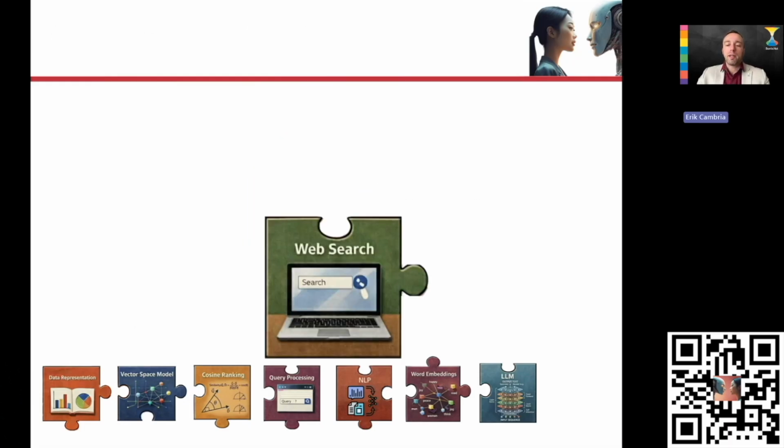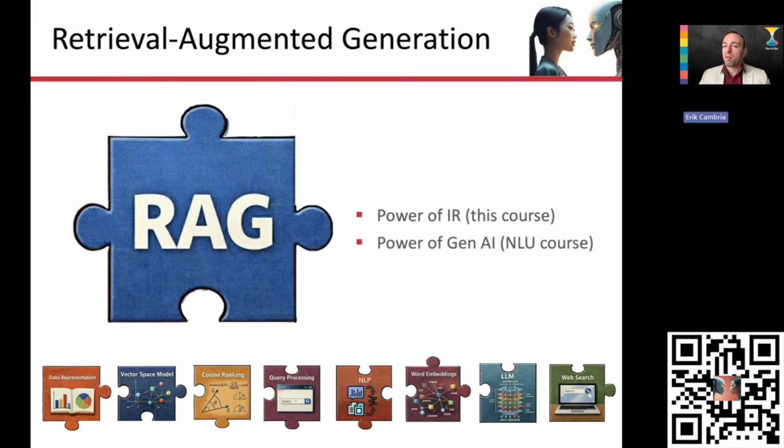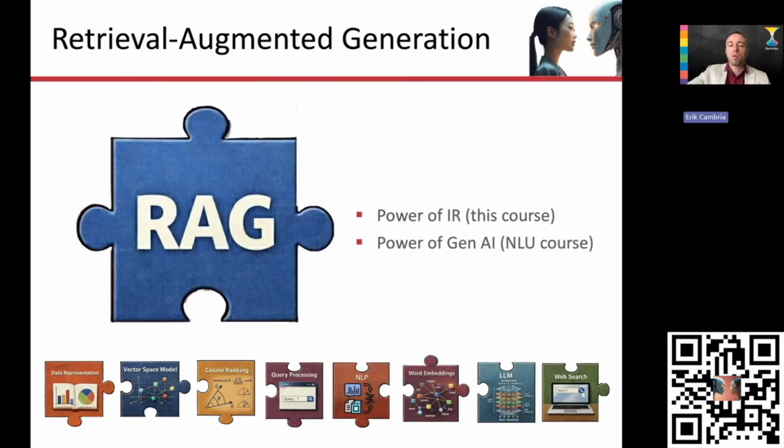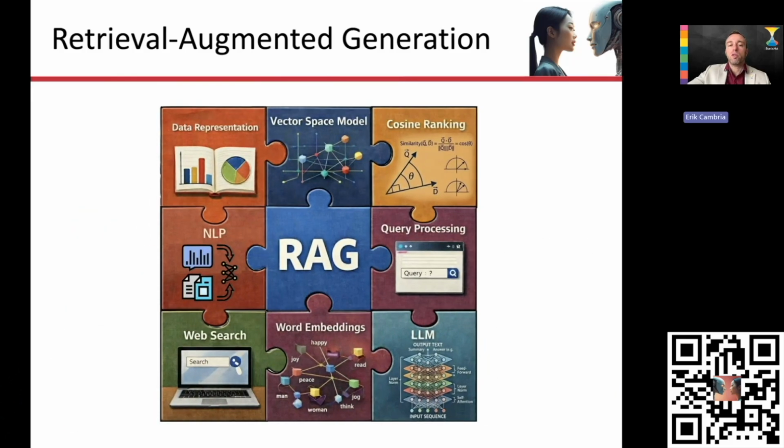So finally, it seems that we have all the pieces of the puzzle to talk about RAG. So what is RAG? RAG stands for Retrieval-Augmented Generation, and it basically puts together the power of information retrieval, what we learned in this course, plus the power of generative AI, which is something that we covered more in the NLU course. So we're going to see how all these pieces together make up RAG.